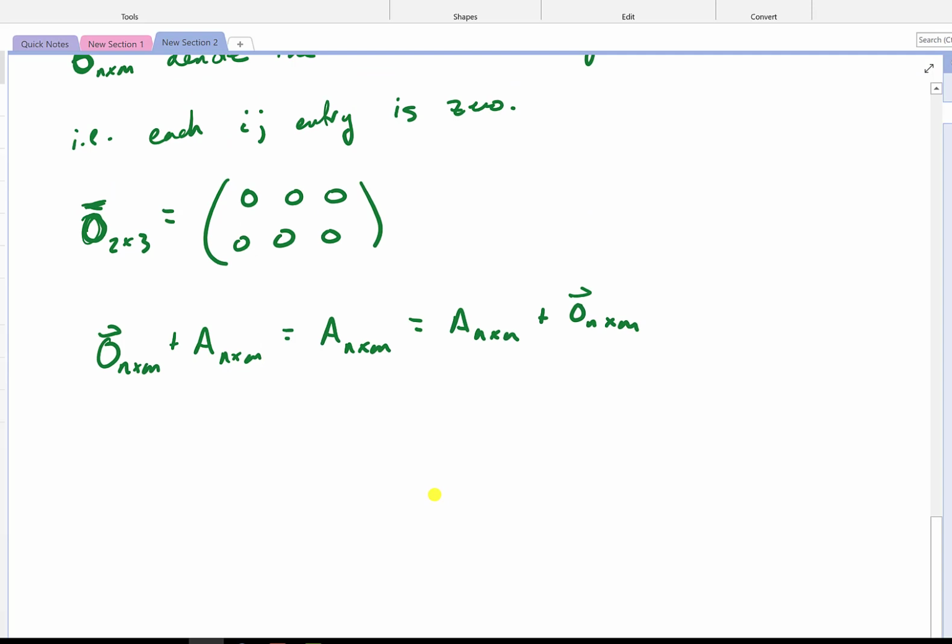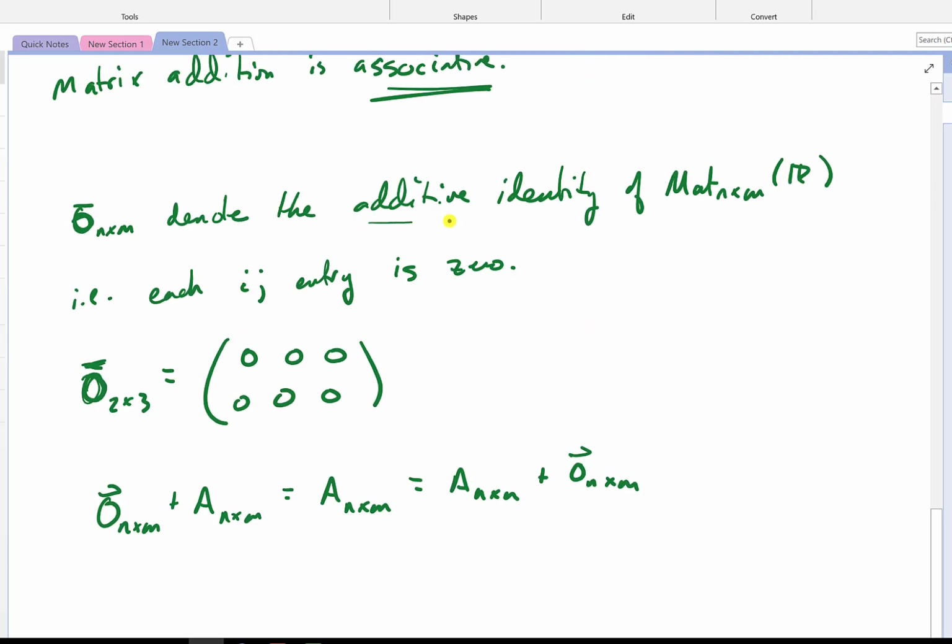So this says that just like with real numbers, when you're learning how to do regular addition, you can add together 3 and 2, or you can add together 5 and 7. There's a number, namely 0, that when we add it to the first number, it doesn't change it. The same thing is true with matrix addition. And so this is called the additive identity. Okay, we're going to keep going in the next videos.